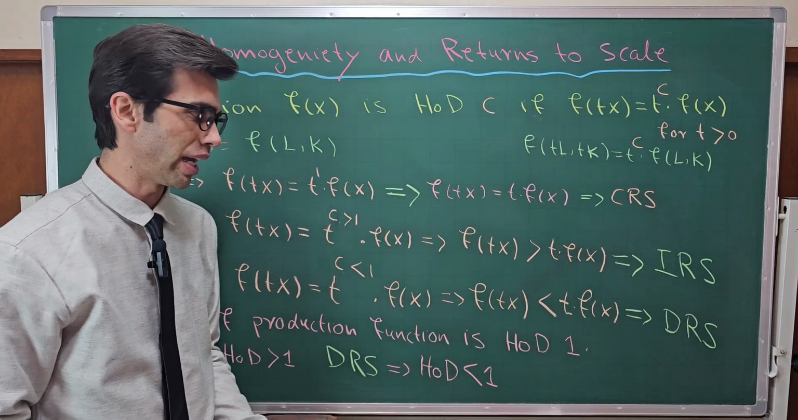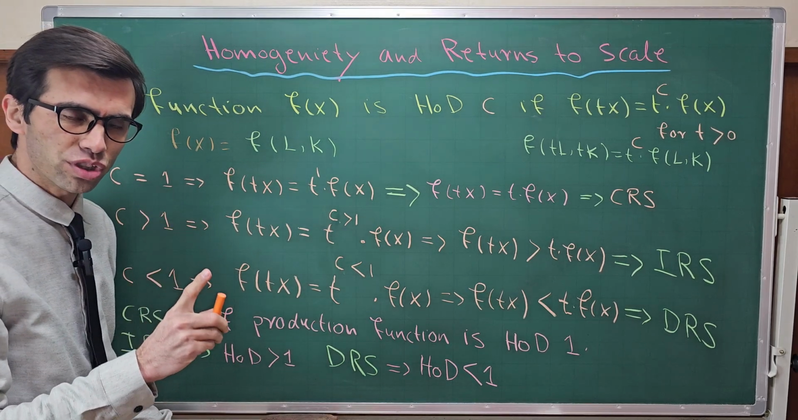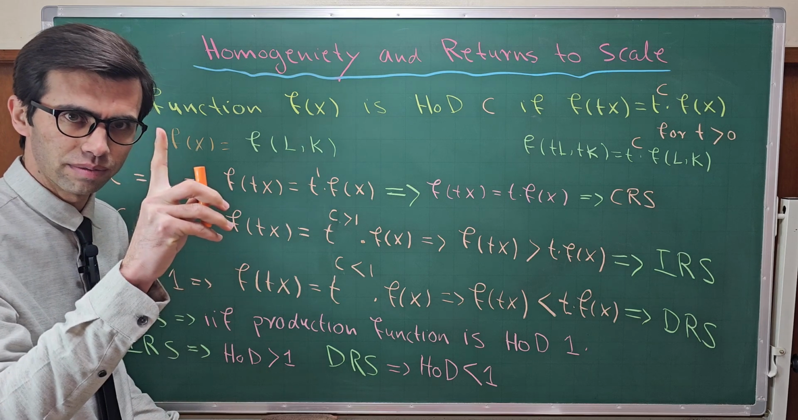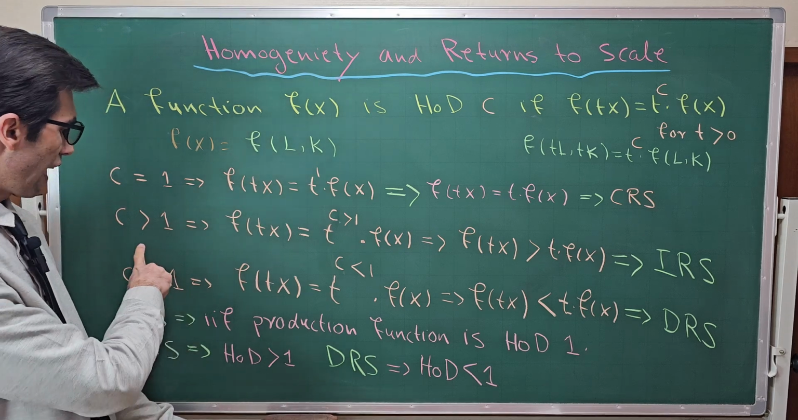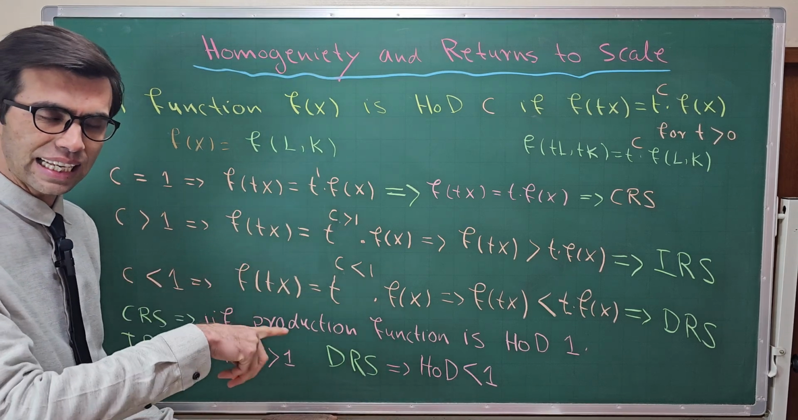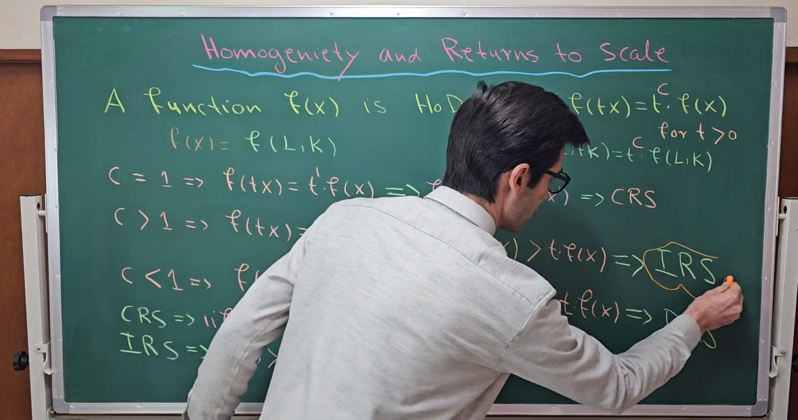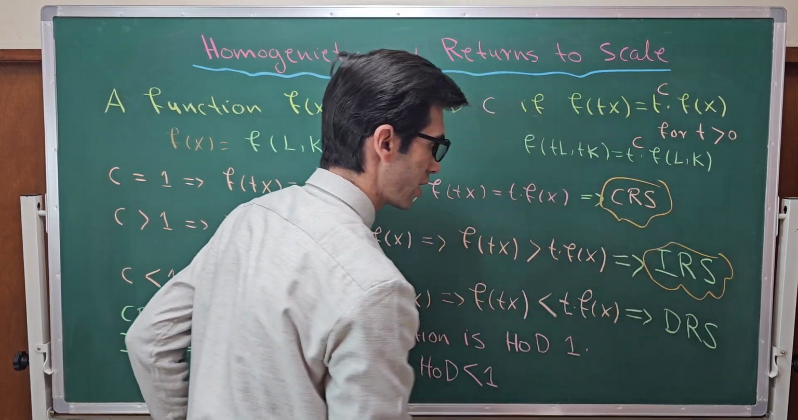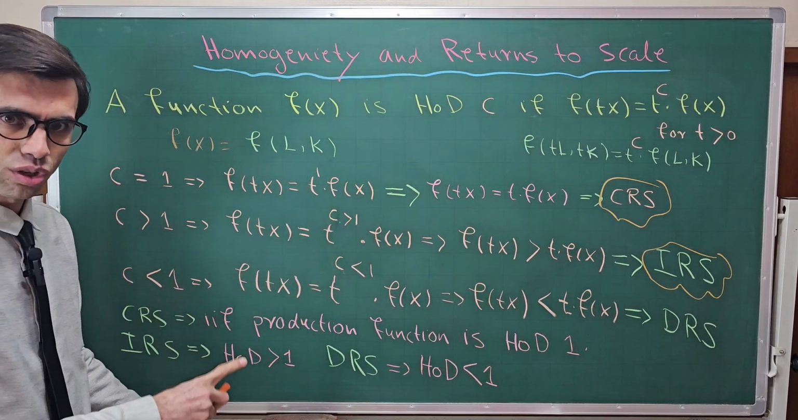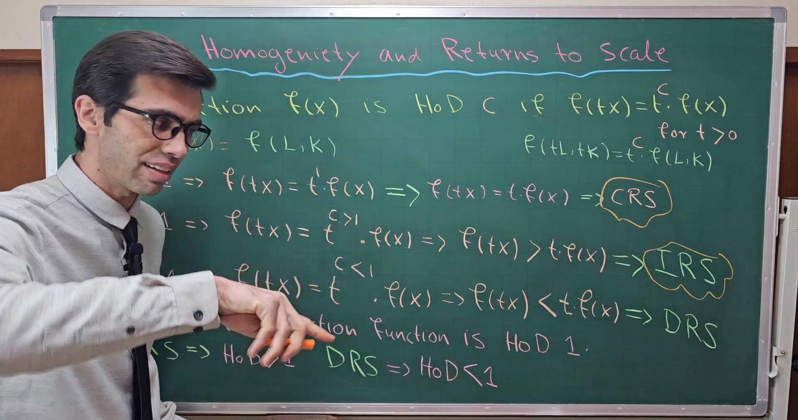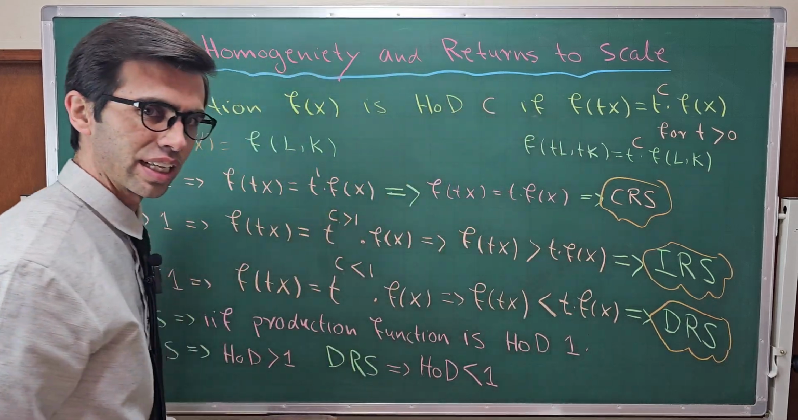Again, let me explain. If the function is homogeneous of degree 1, we have constant returns to scale. If a function is homogeneous of degree greater than 1, we have increasing returns to scale. This case, constant returns to scale, this case, increasing returns to scale. And if a function is homogeneous of degree less than 1, then we will have decreasing returns to scale.